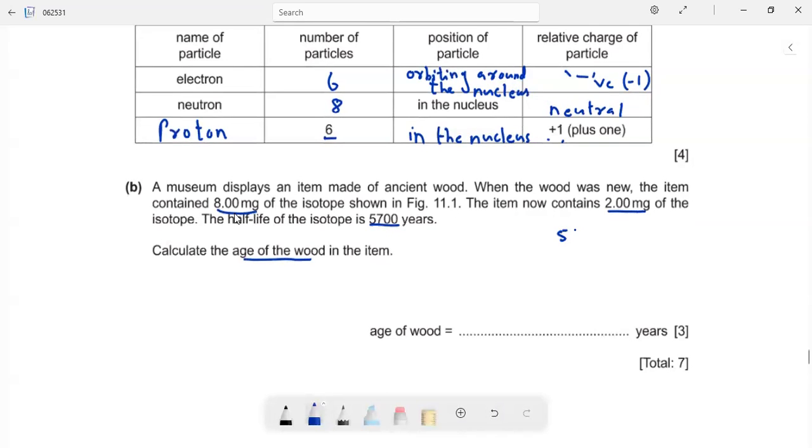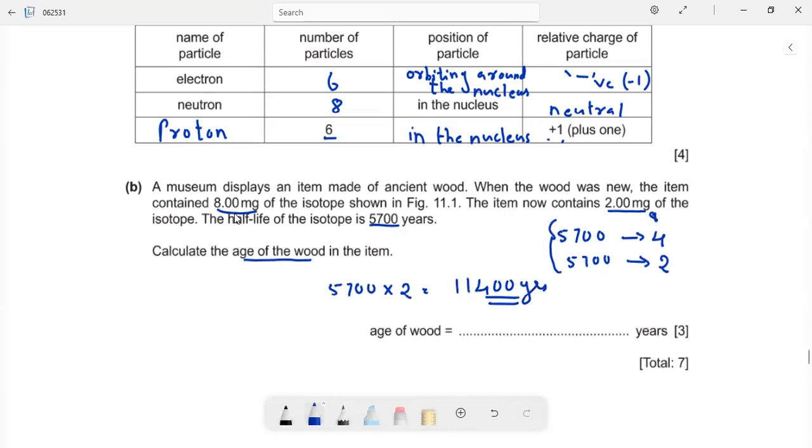So after 5700 years, initially it was 8, it will be 4. Then again, after another 5700 years, it will change to 2. So the total age of the wood can be calculated as 5700 into 2, that will be equal to 11,400 years. That will be the age of the wood.